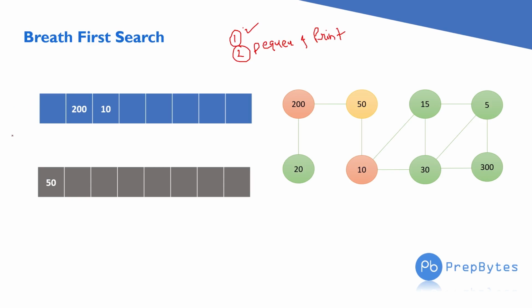Whatever is enqueued first will be dequeued first. That is first in, first out order, because this is a queue. So 200 will be dequeued, it will be printed, and its neighbors will be added. What are the neighbors of 200?